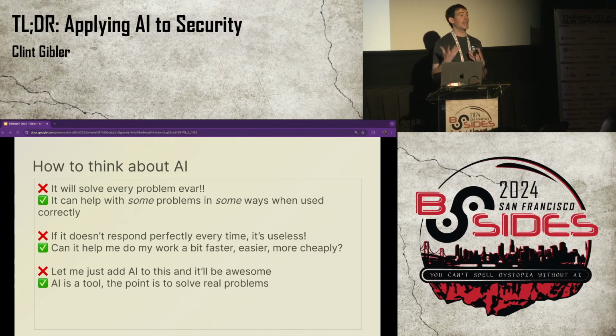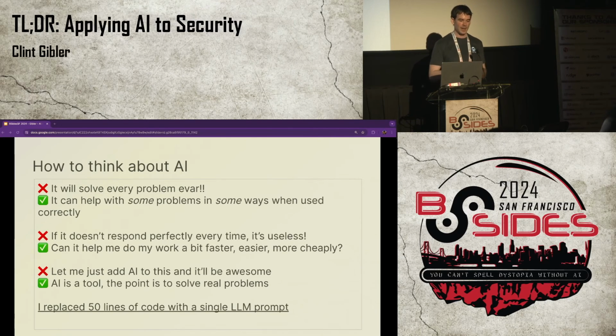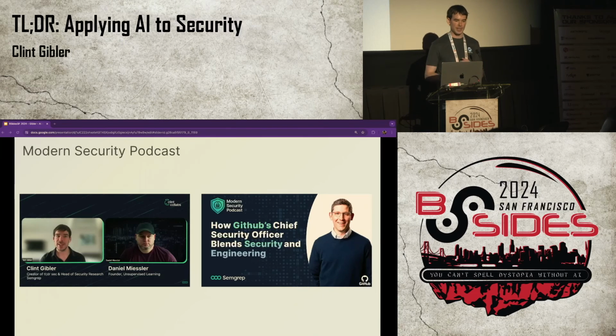Rather than saying, let me just add AI to this and it'll be awesome, think, AI is a tool like anything else. The point is to solve real problems. The exception, obviously, is if you're founding a company and want to raise a lot of money, then, of course, you should add AI to it. And I thought this blog post was a nice illustrative example of some of this.